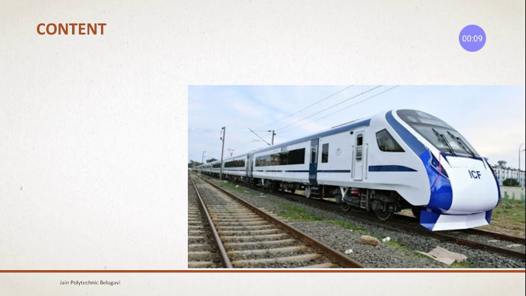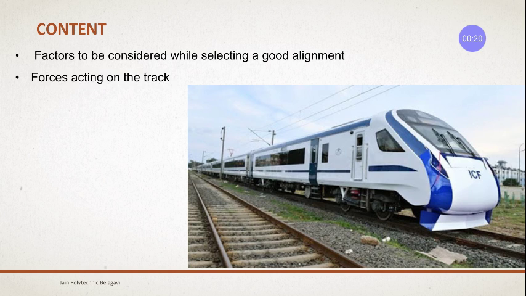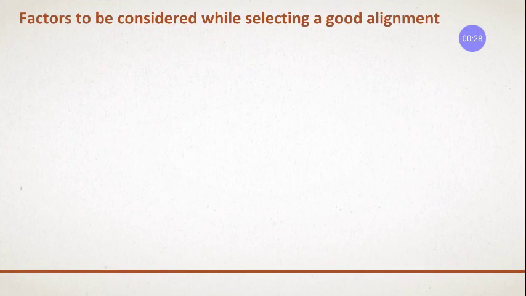Right. Today we are going to study the aspects that we have to look at when we have to select a new alignment of a track. Then we are going to see the forces acting over the track, the various types of forces that act on the track. And also we are going to see the gradients, types of gradient. Also we are going to study the special terms that we are going to use in railway engineering. Very important terms we are going to see. This lecture is very important, very crucial for the basics of railway engineering.